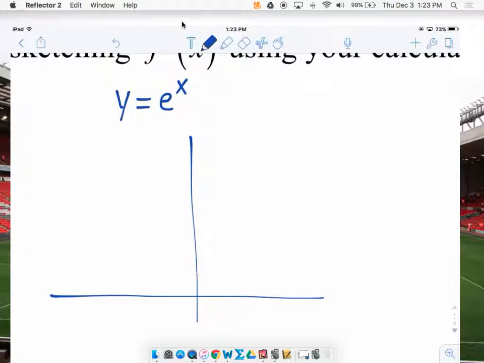It goes up. What's the one point you have to remember? What is it?